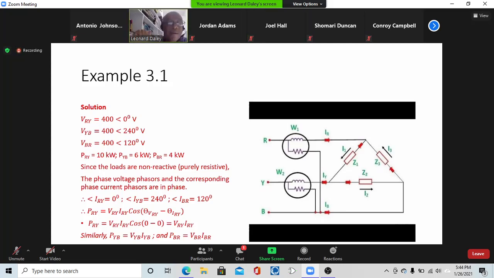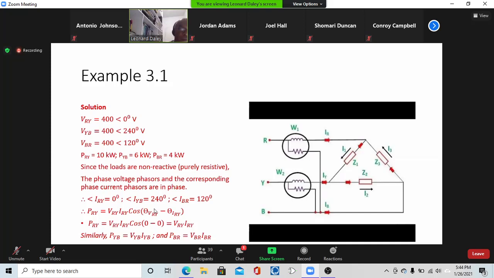And we can then write down the formula for power. We know what the formula is for power. It's VI cos theta. Remember? Power per phase is V phase, I phase, cos theta for that phase, where theta is the phase difference between the voltage phasor and the current phasor. So we are being specific now when we state the phase. So it's VRY and IRY and cos of theta VRY minus theta IRY.